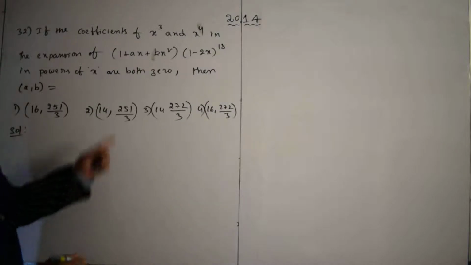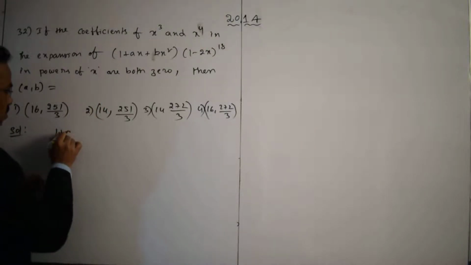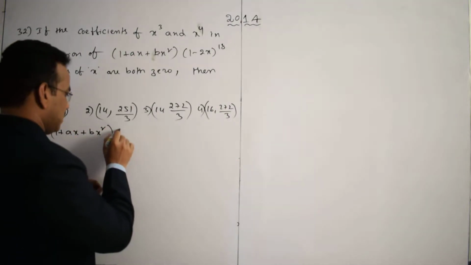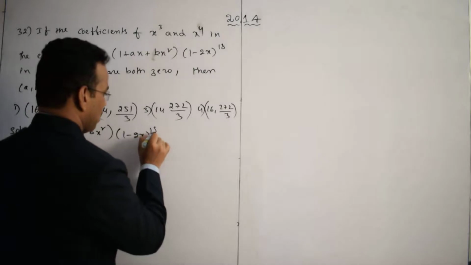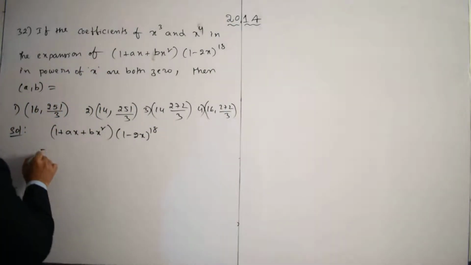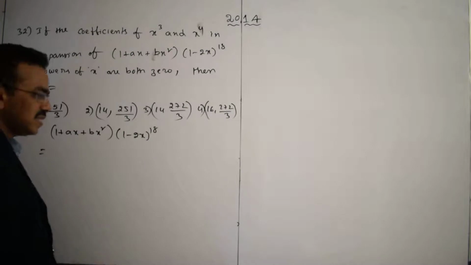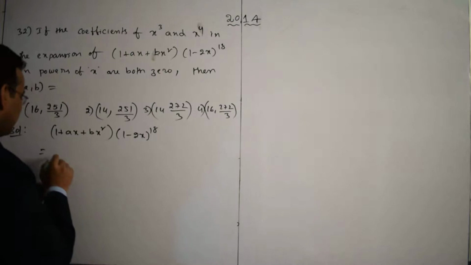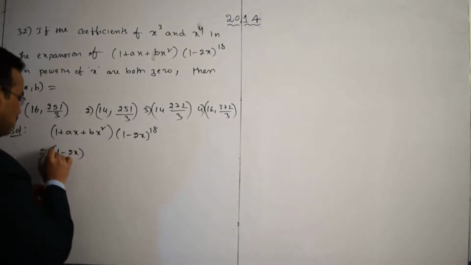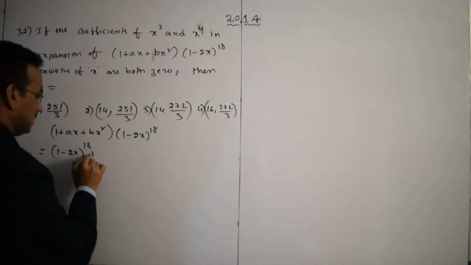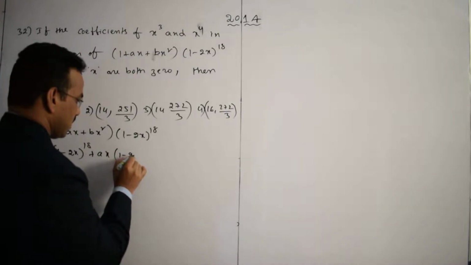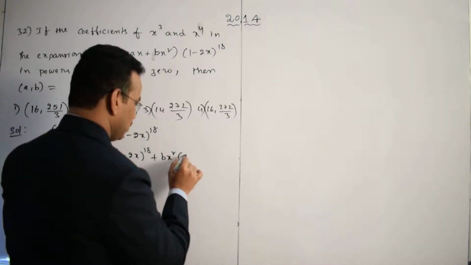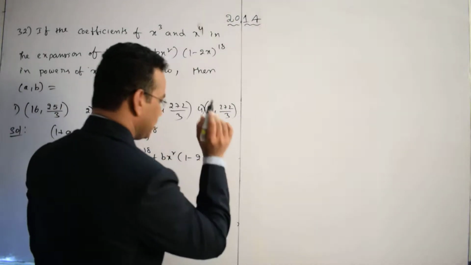Solution. The given expansion is (1 + ax + bx²)(1 - 2x)^18. In the next step, I will multiply each and every term of the first expansion with (1 - 2x)^18. So 1 into (1 - 2x)^18, plus ax into (1 - 2x)^18, plus bx² into (1 - 2x)^18.